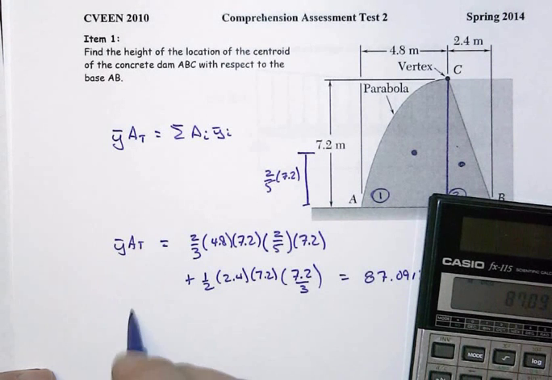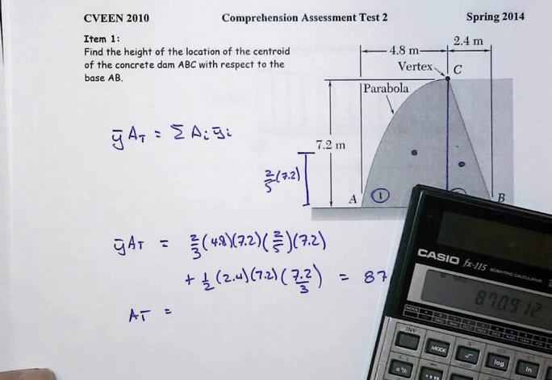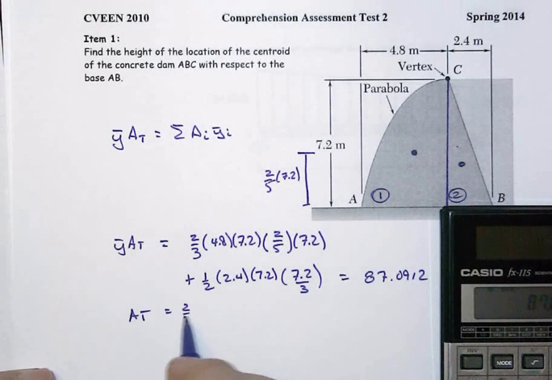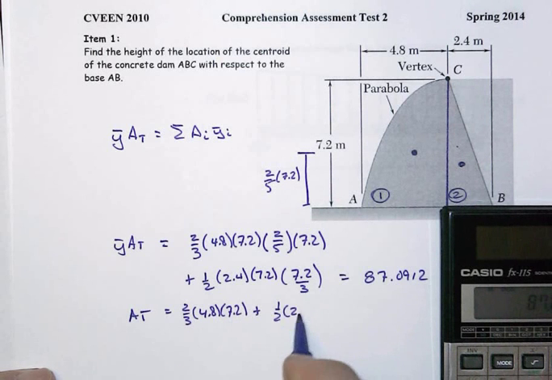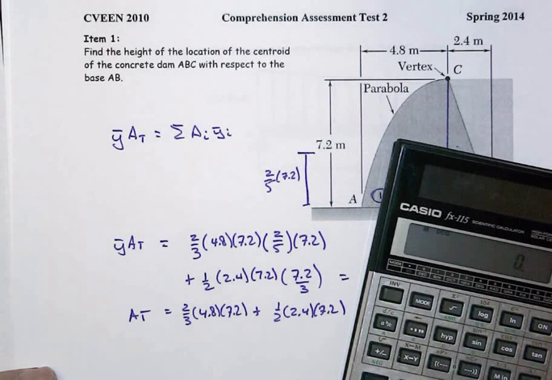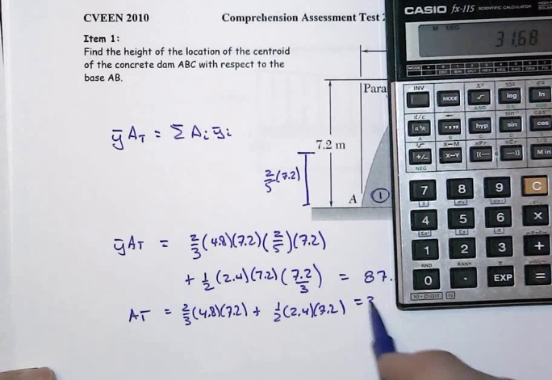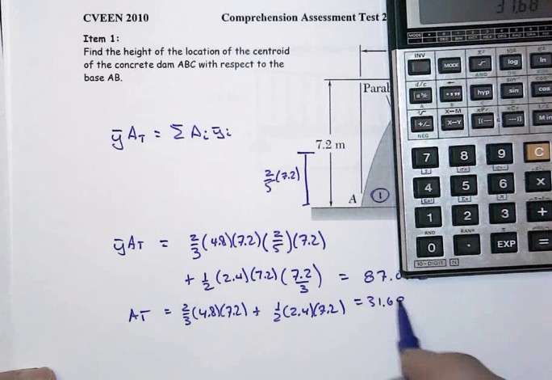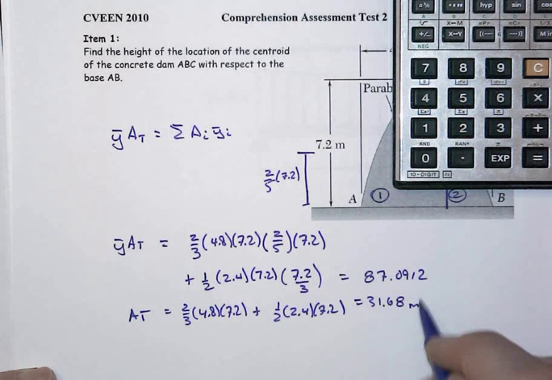The total area is equal to 2/3 of 4.8 times 7.2 plus 1/2 of 2.4 times 7.2. So if I'm clever in how I factor all this out, then we get 2 times 4.8 divided by 3 plus 1/2 of 2.4, that's 1.2, and then all that times 7.2, and that's 31.68. And so that's square meters. The other one was cubic meters.